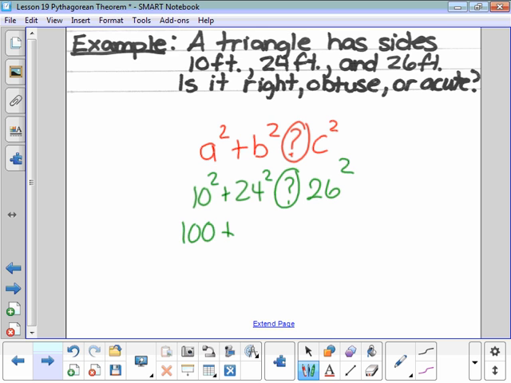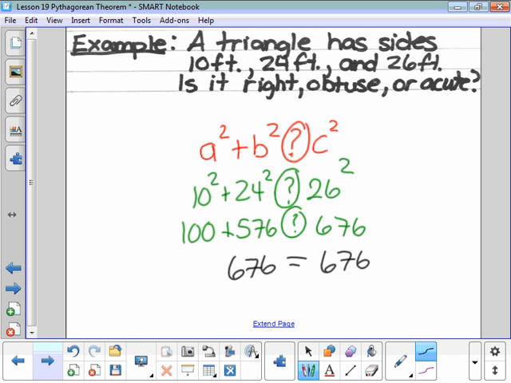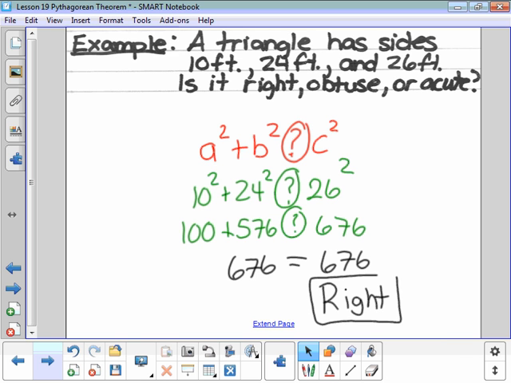So we'll simplify these sides. My left side turns out to be 676. My right side is also 676. Those two numbers are equal to each other. Since both sides of this equation are equal, I have a right triangle. So this triangle will have a 90-degree angle and be a right triangle.